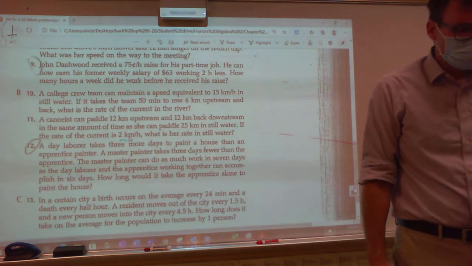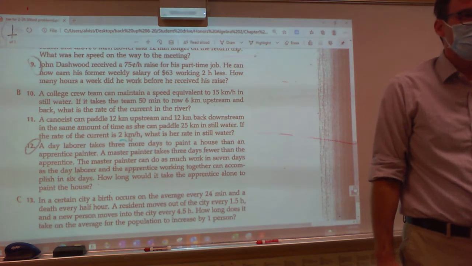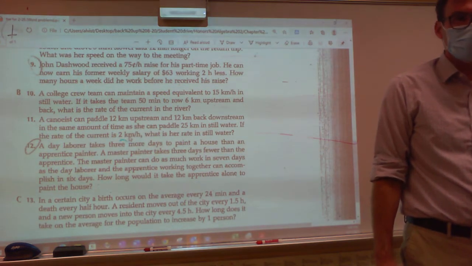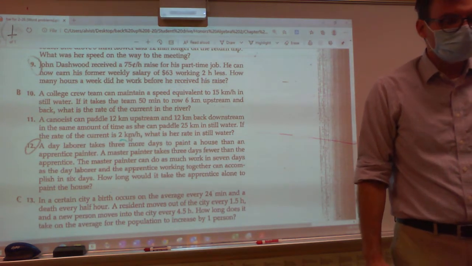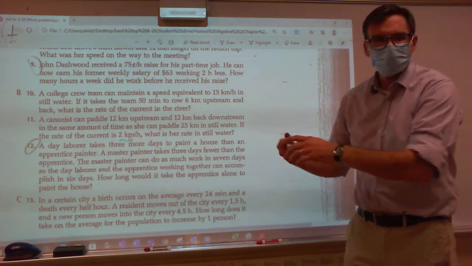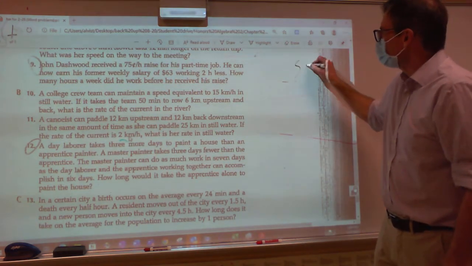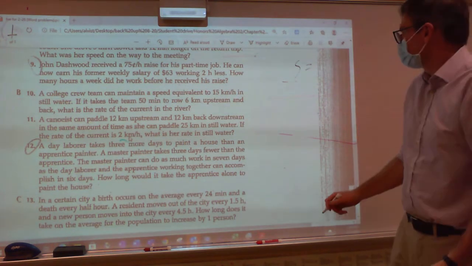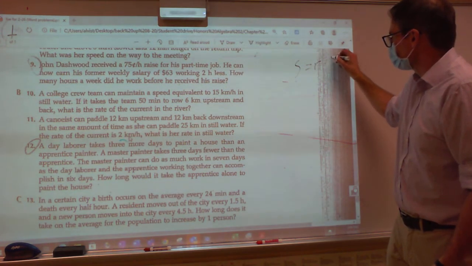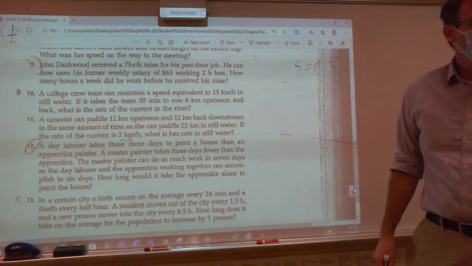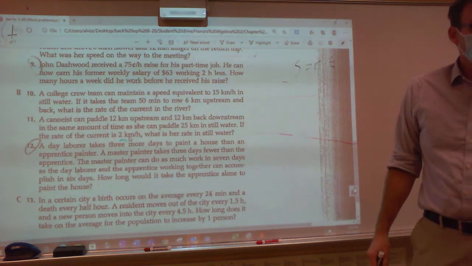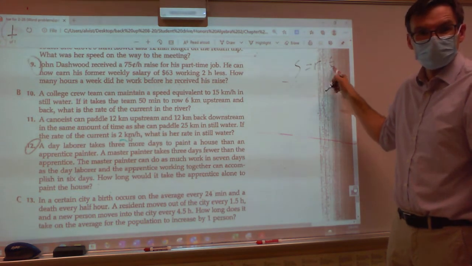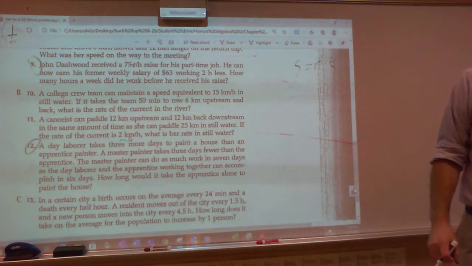Except, I'm just curious, how many of you have a job that you're paid hourly? I'm going to call it salary because that's the way they call it in this problem. So how do you determine how much money you get? It's whatever the rate is times however many hours you worked. If you're paid hourly, isn't that the money you get? How much you get paid per hour times the hours? Well, doesn't that look an awful lot like our distance equals rate times time?